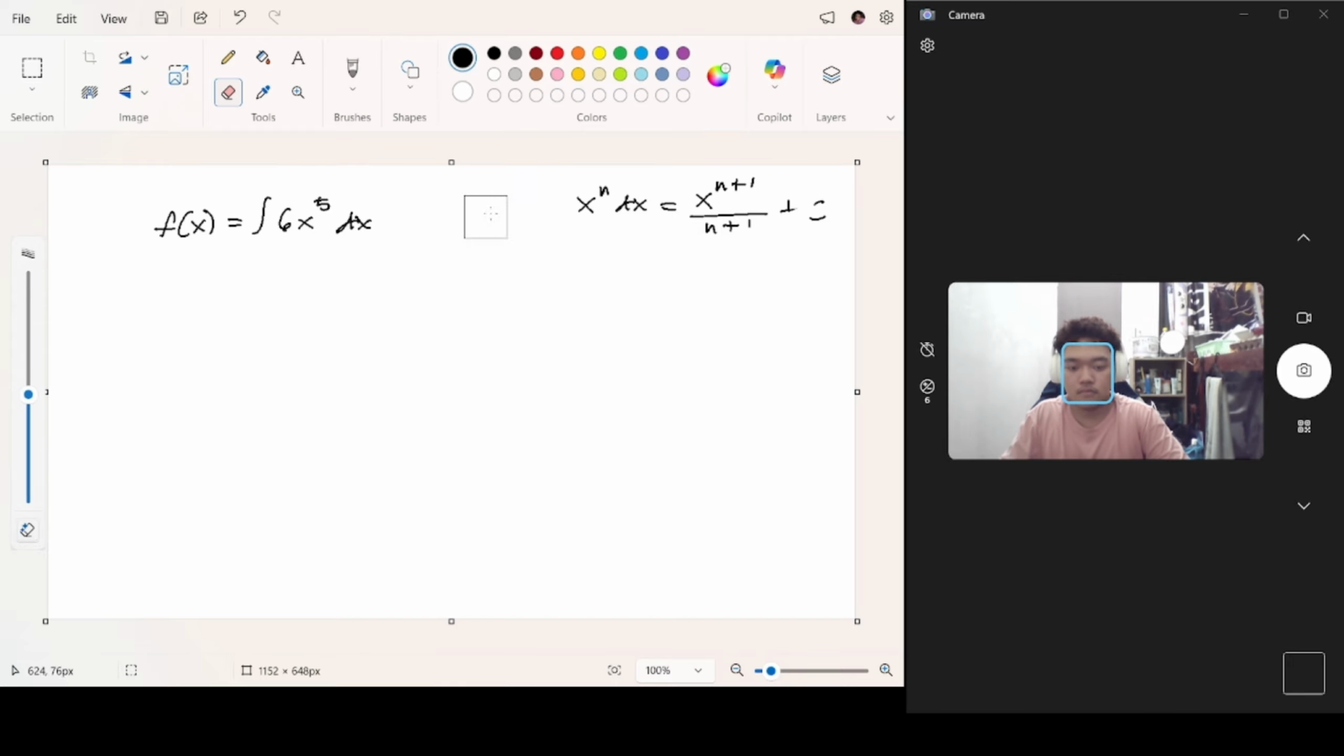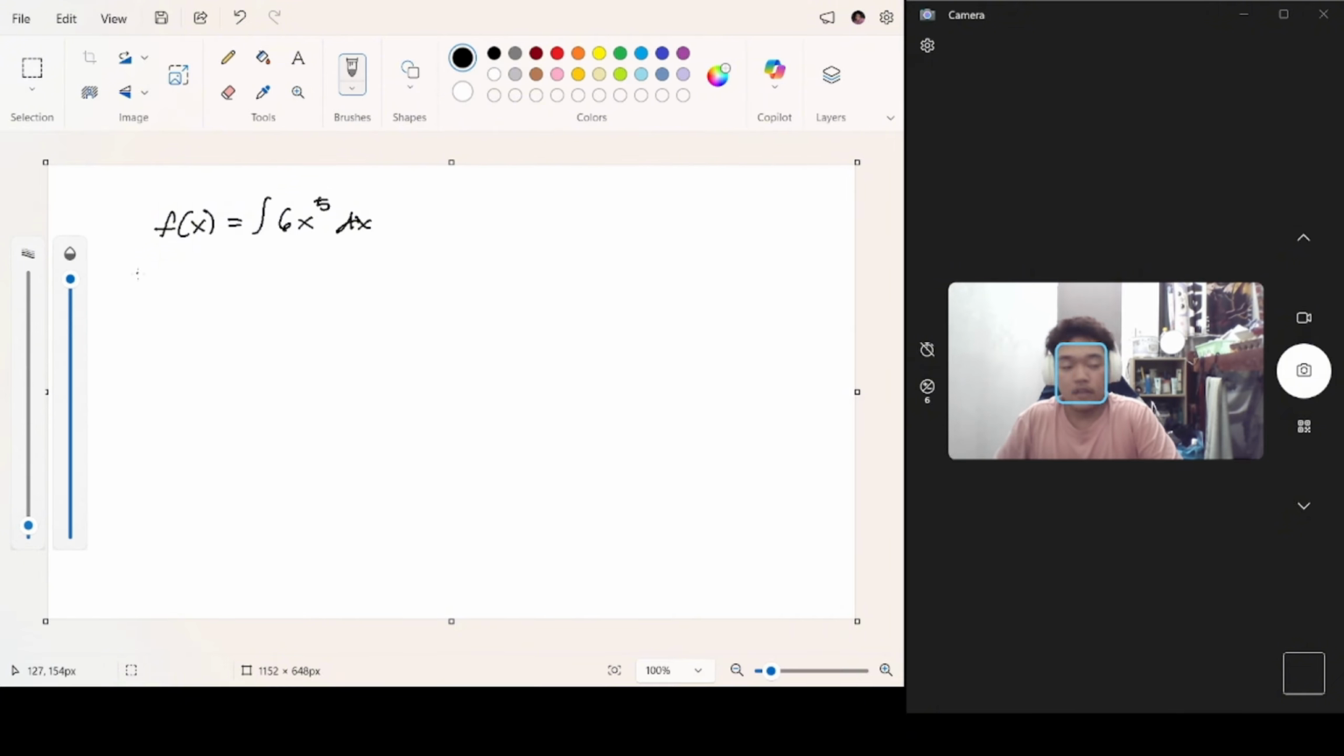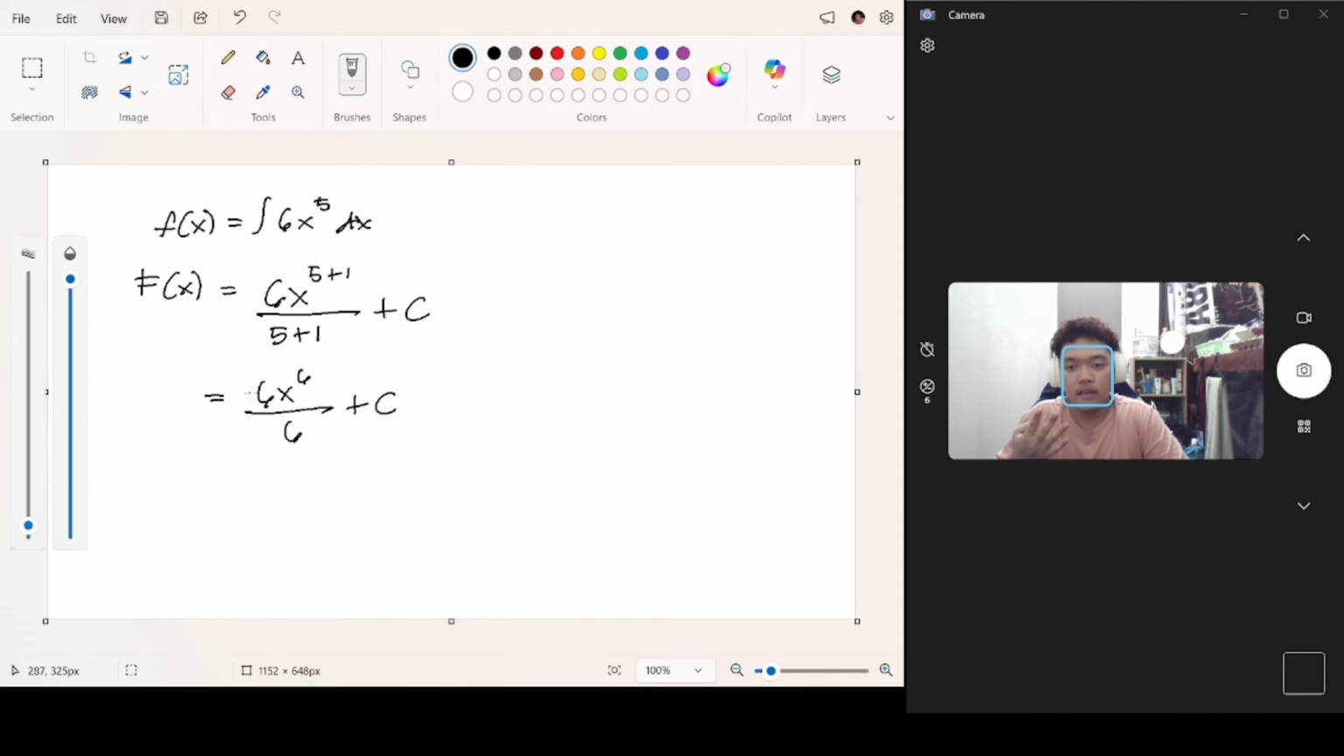So let's try to answer. f of x is equal to 6x raised to the power of 5 plus 1 over 5 plus 1 plus c for our constant. So our answer should be 6x to the power of 6 over 6 plus c. And this is our answer, but we can make it final if we cross out 6 over 6, because essentially 6 over 6 is 1. So our final answer should be x to the power of 6 plus c. That is your final answer.